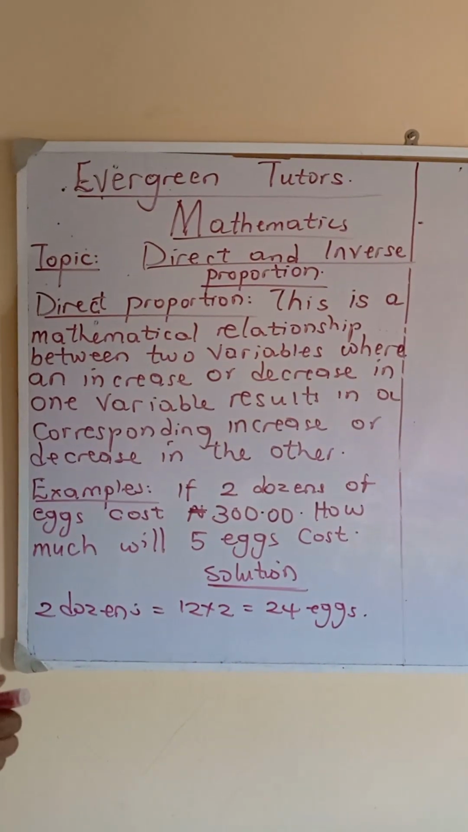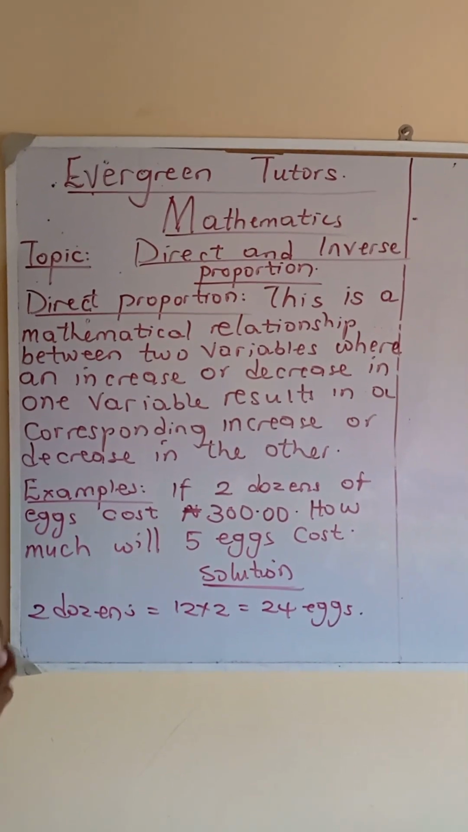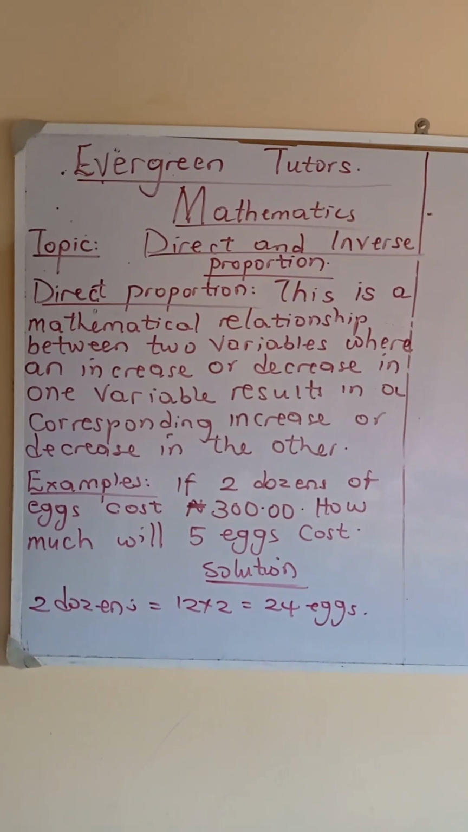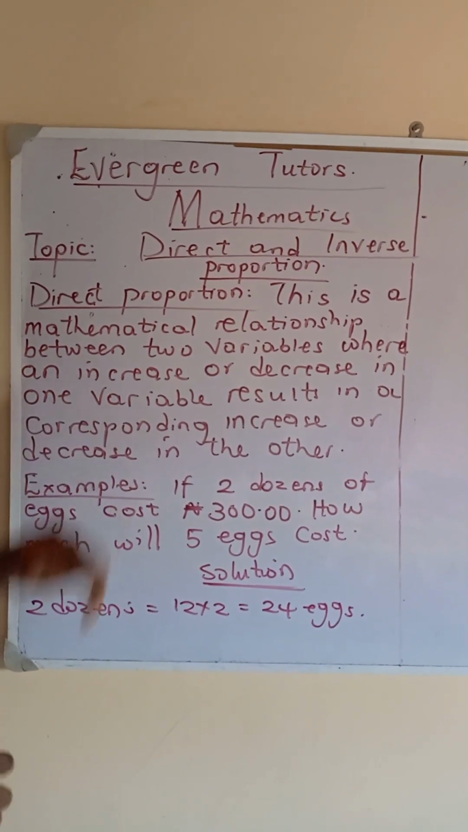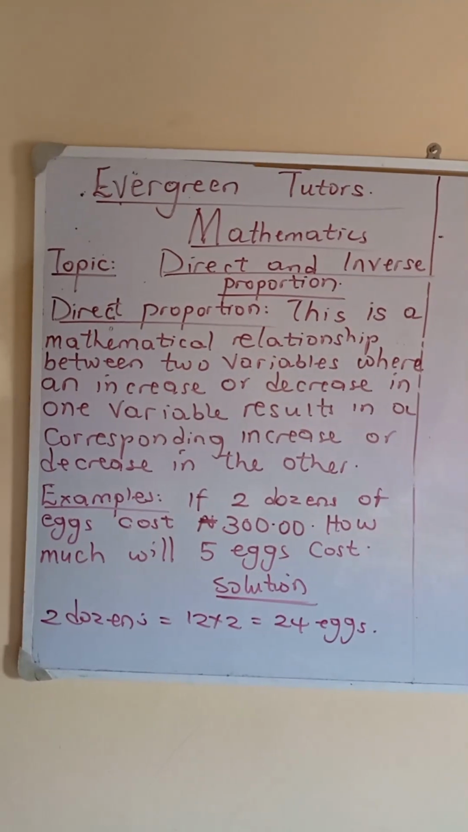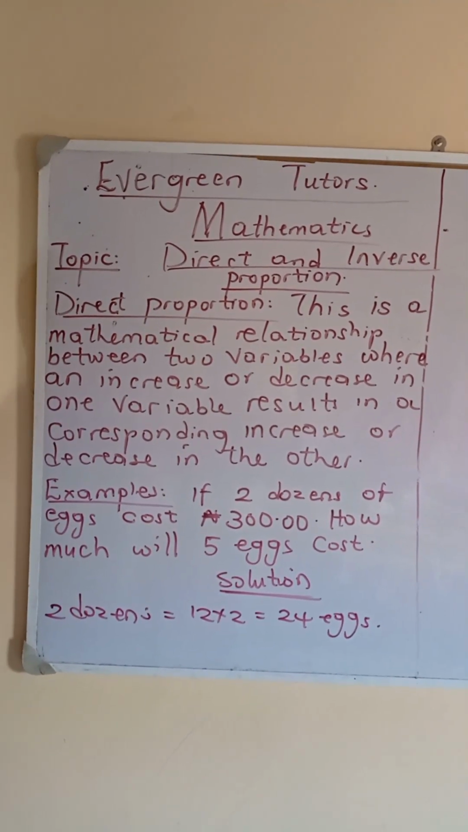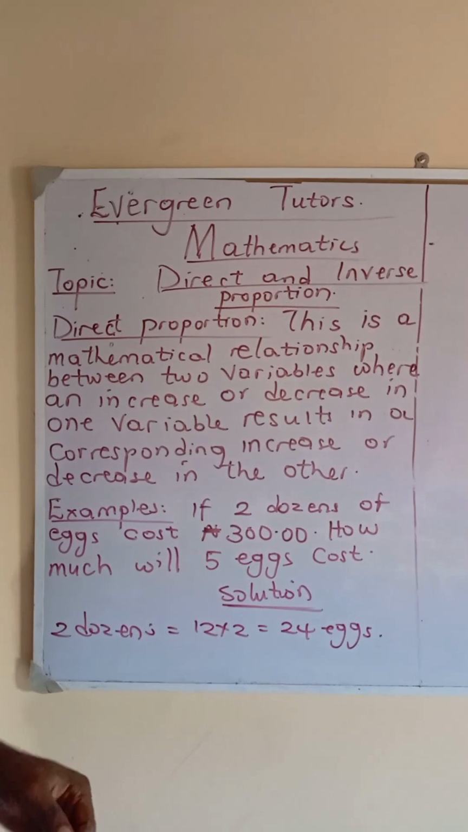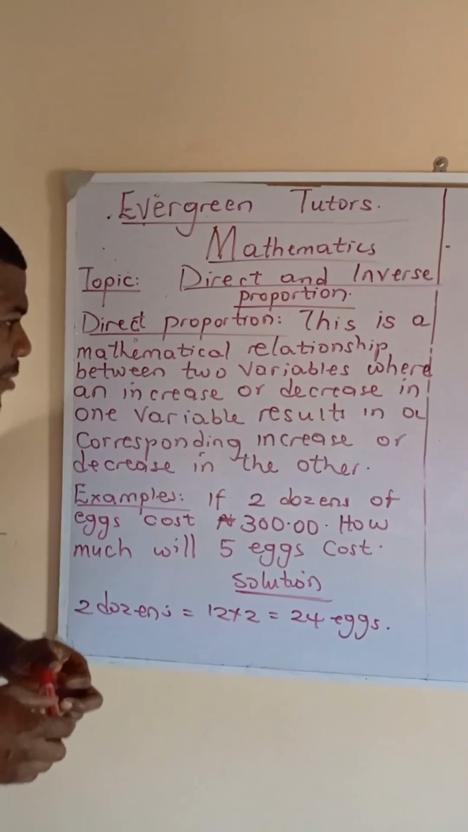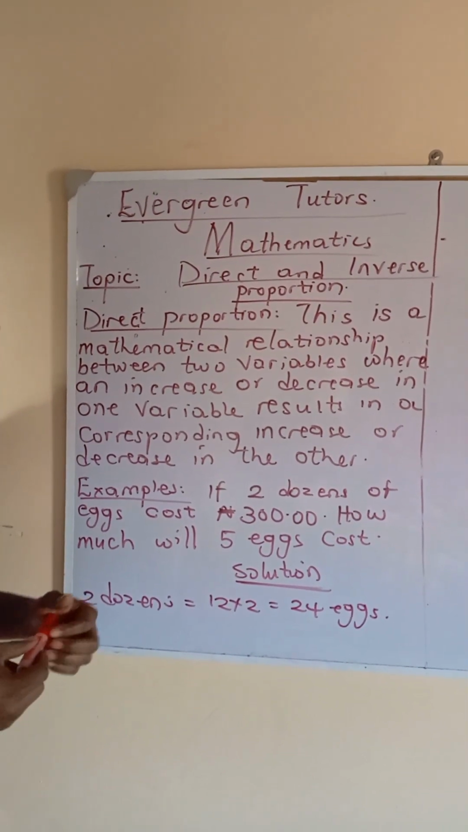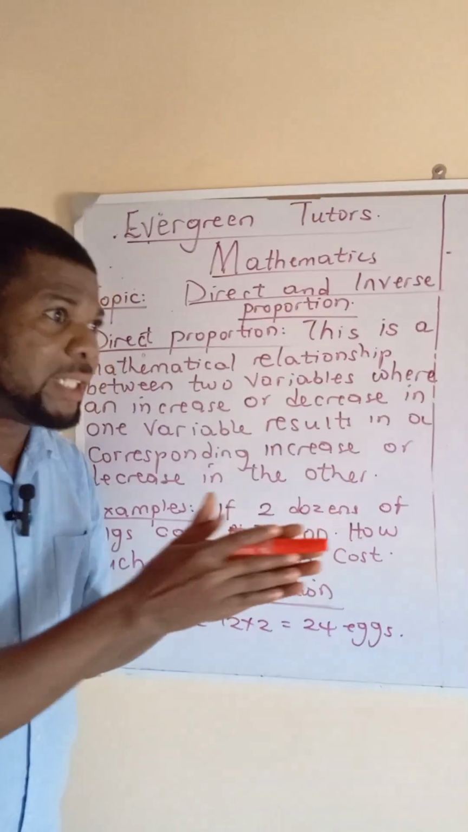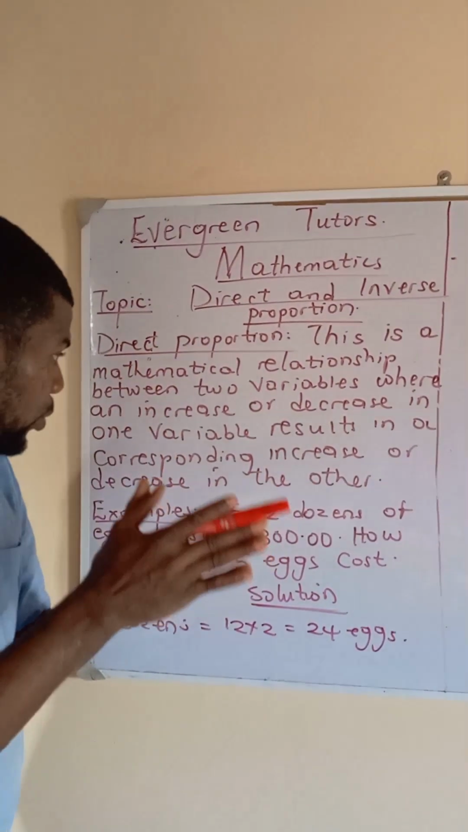What is direct proportion? This is a mathematical relationship between two variables where an increase or decrease in one variable results in a corresponding increase or decrease in the other variable. That is, as one variable is increasing, the other variable is increasing, and as one is decreasing, the other variable is decreasing. That is what it means by direct proportional. This is proportional to this, and this is also proportional to that.